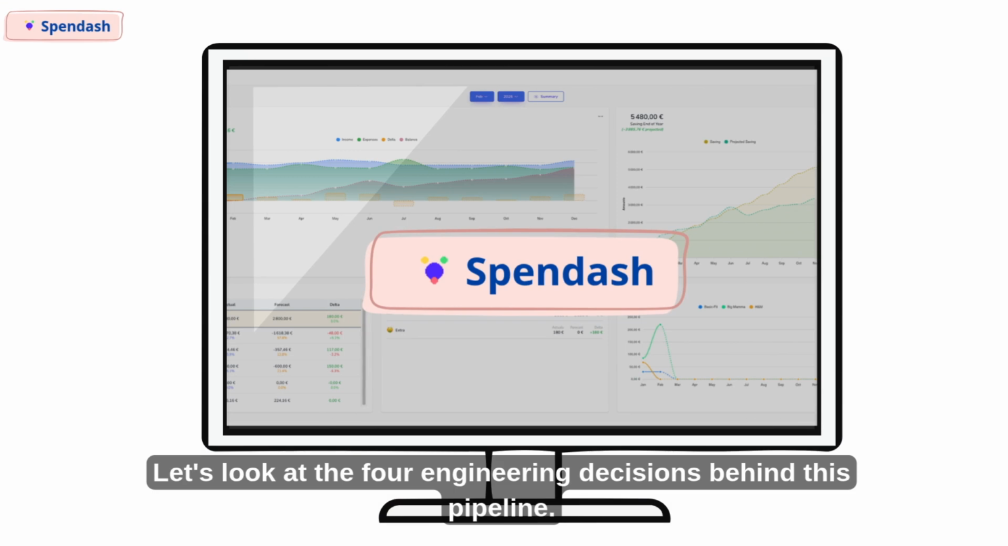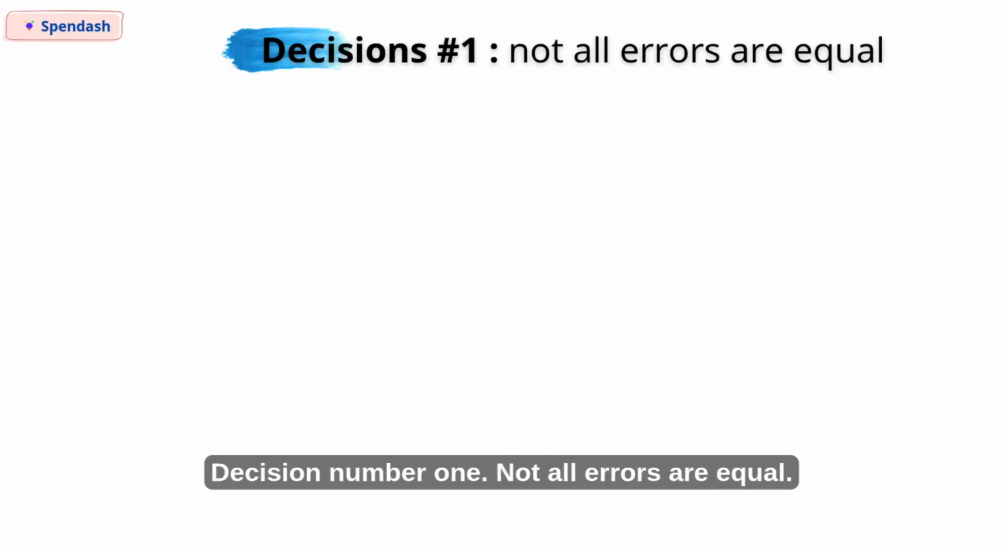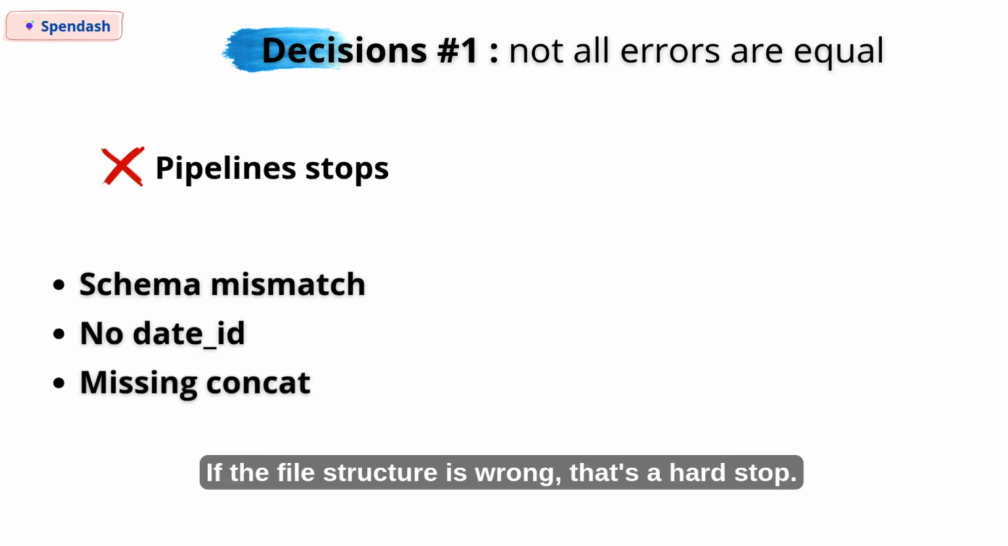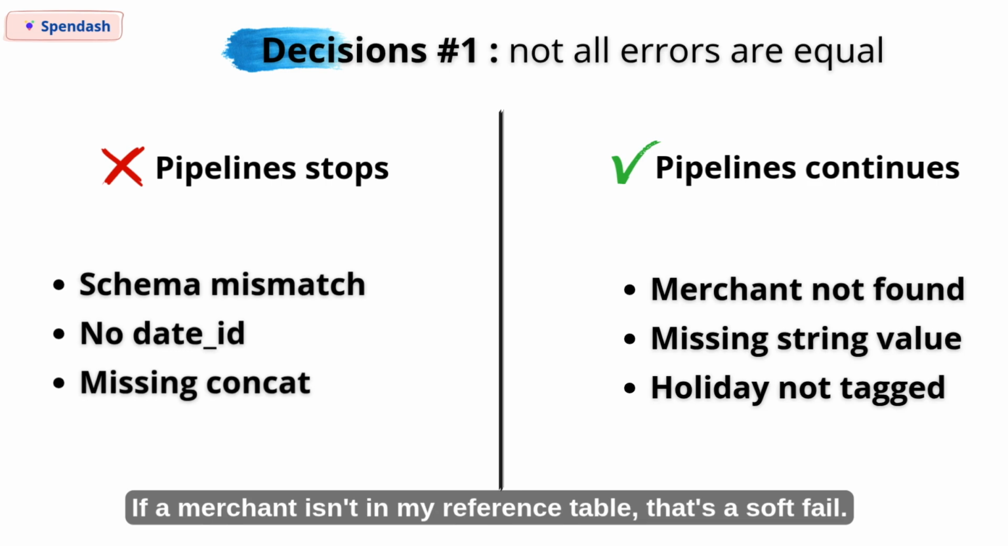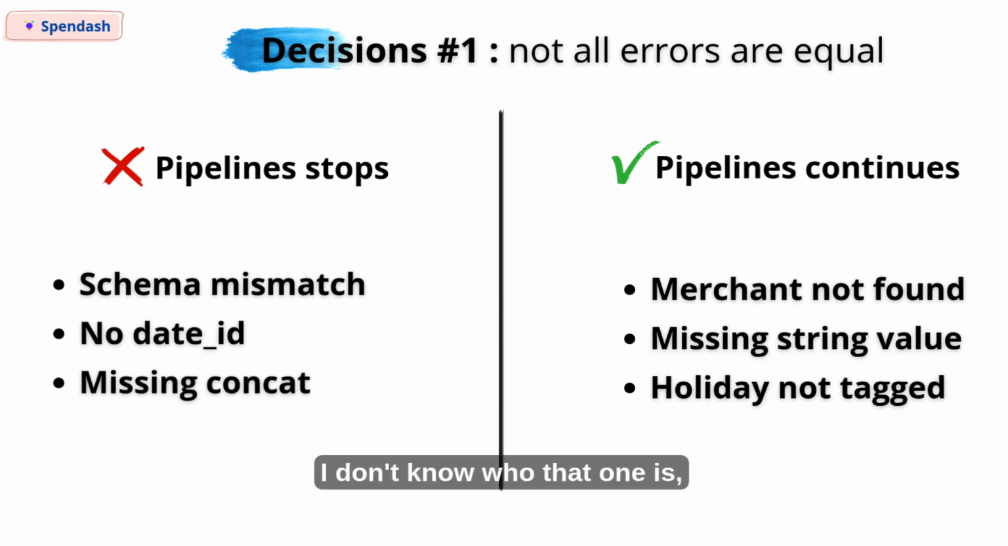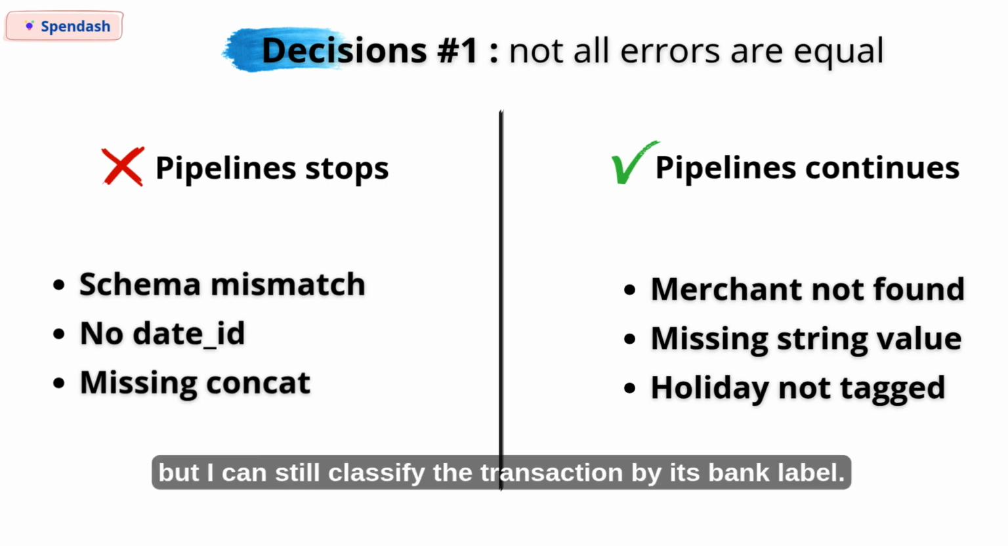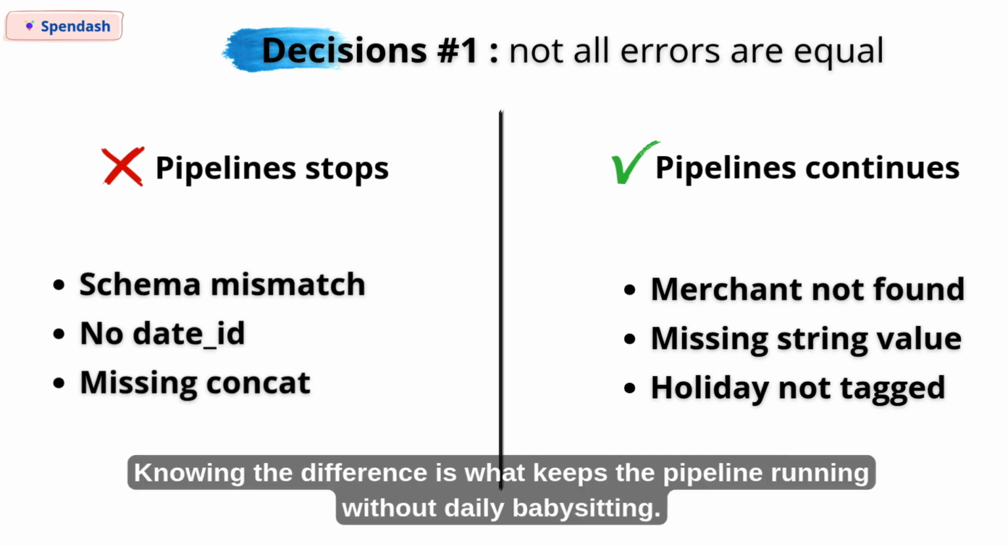Let's look at the 4 engineering decisions behind this pipeline. Decision number 1. Not all errors are equal. Some I can recover from, some I can't. If the file structure is wrong, that's a hard stop. There's no way to map something to a column that doesn't exist. If a merchant isn't in my reference table, that's a soft fail. I don't know who that one is, but I can still classify the transaction by its bank label. The pipeline shouldn't crash because of missing detail. It should crash when the foundation is broken. Knowing the difference is what keeps the pipeline running without daily babysitting.